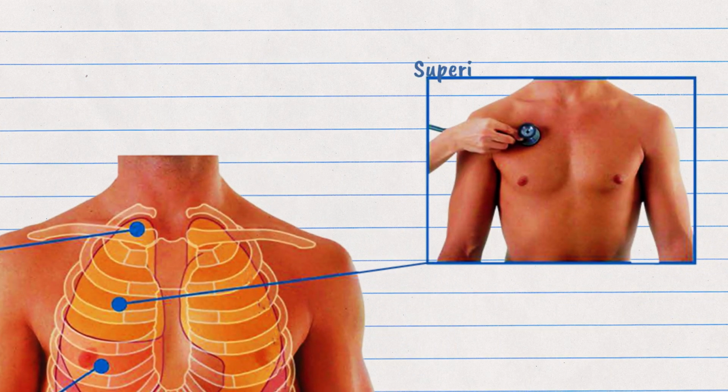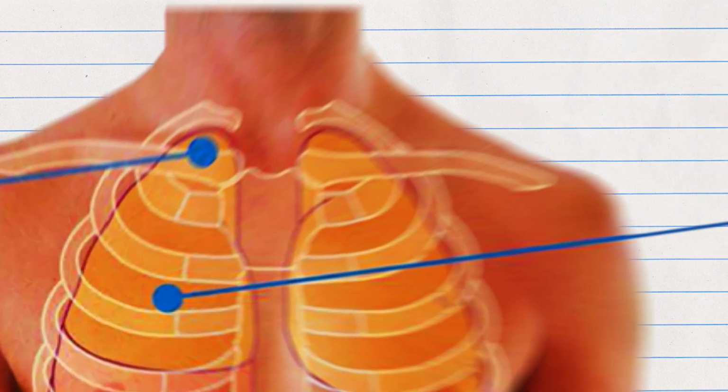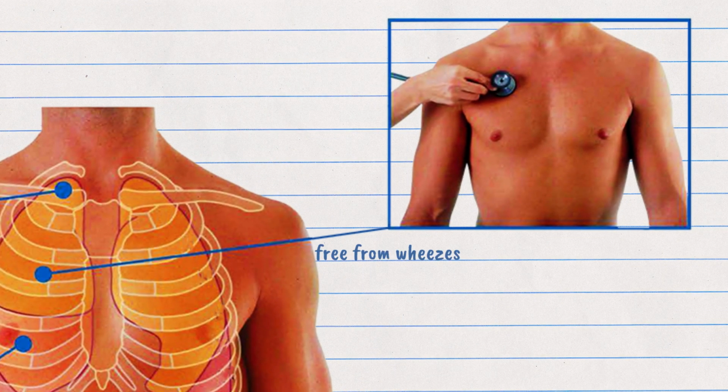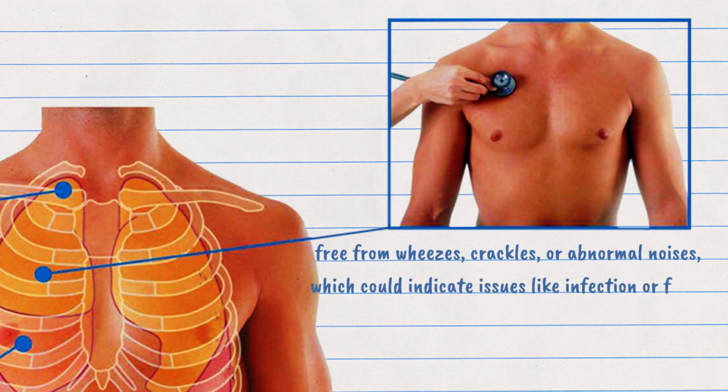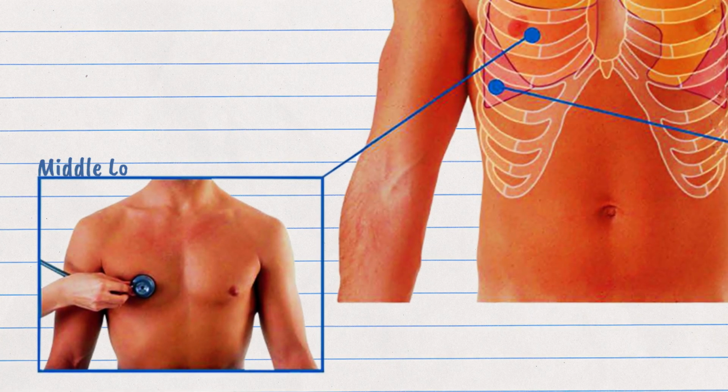2. The superior lobe of the right lung. Position the stethoscope on the anterior chest, immediately below the clavicle. Ensure the sounds are symmetric and free from wheezes, crackles, or abnormal noises, which could indicate issues like infection or fluid retention.